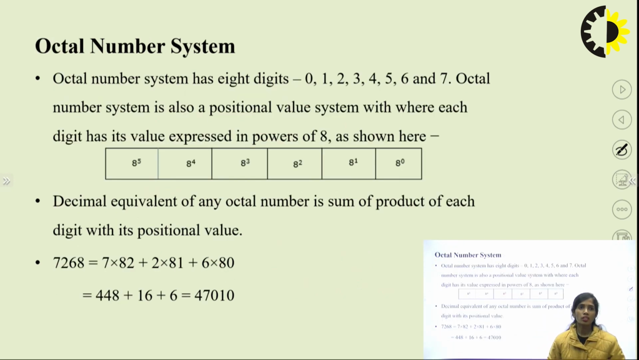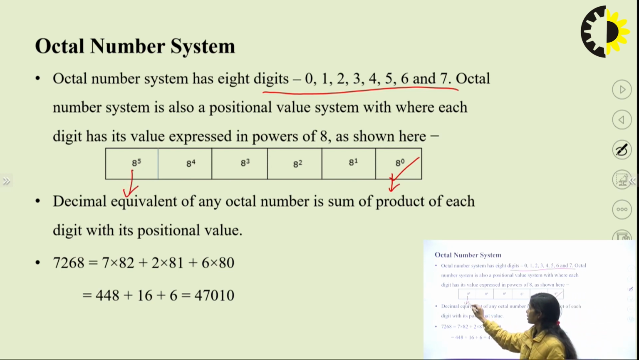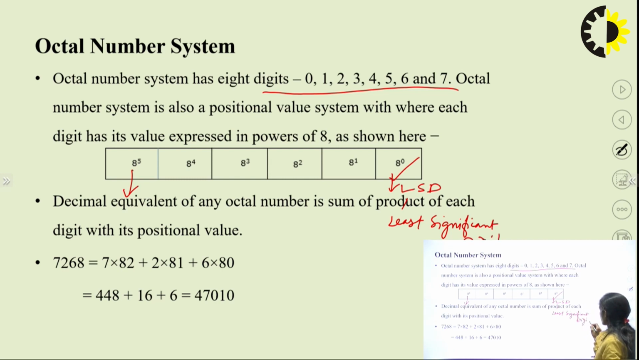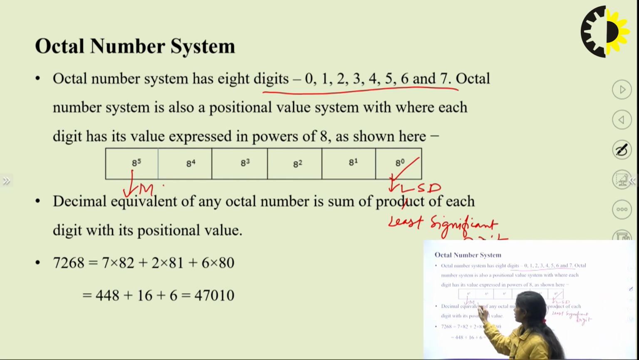Next we come to the octal number system. As I told you, the octal number system has its digits from 0 to 7 and its positional weightage is taken in powers of 8. So this is represented as the least significant digit, and this is represented as the most significant digit. So in this case we can say least significant digit, and this is taken as the MSD, that is the most significant digit.